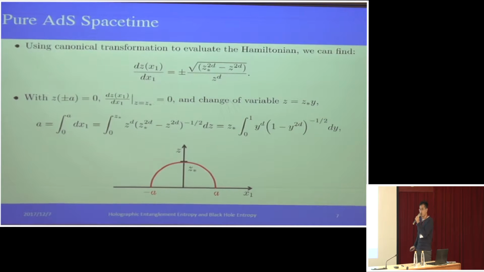Okay. Now here are the boundary conditions we imposed. The entangling surface is located at a and minus a of this x1, and I have the turning point where the first derivative of z equals 0 at z star, this point. So this a determines the z star, and their relationship can be written in this integral here.